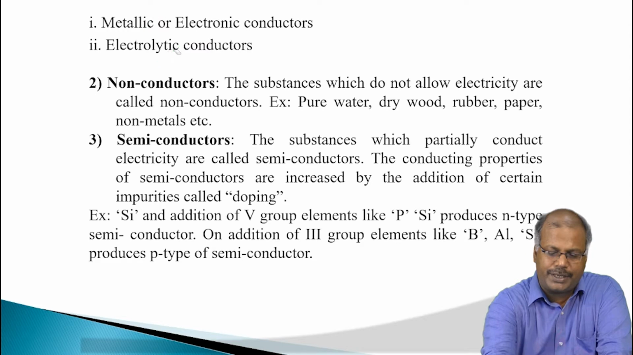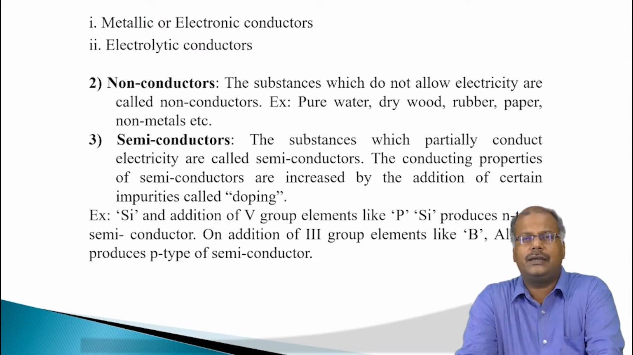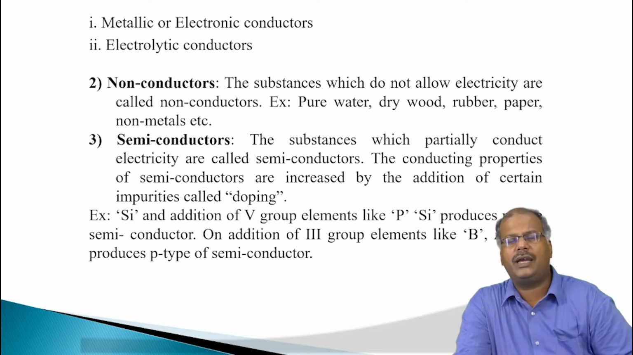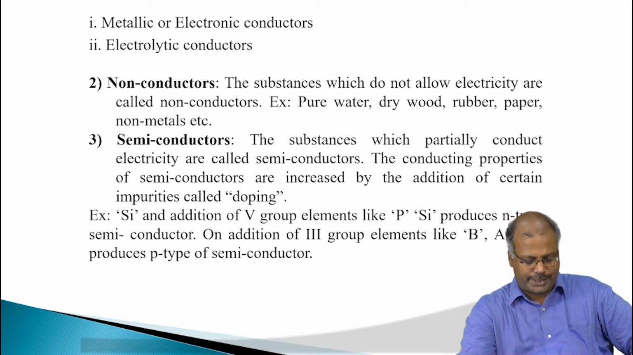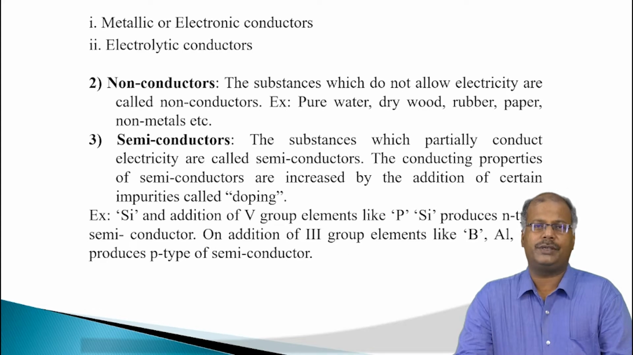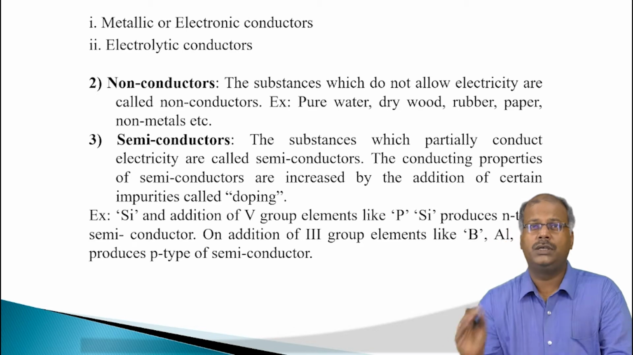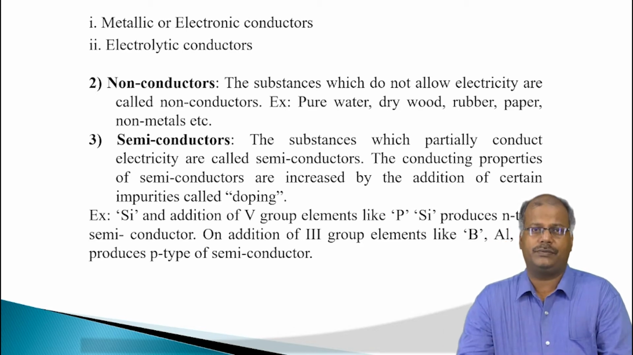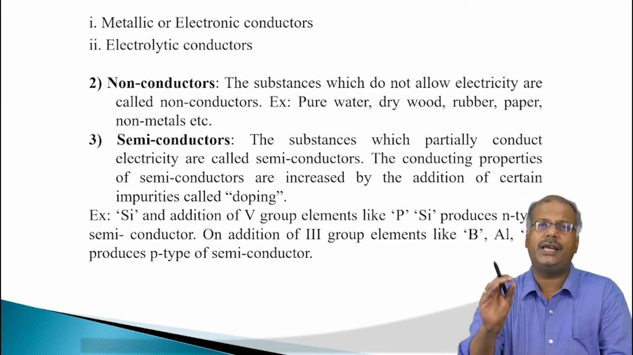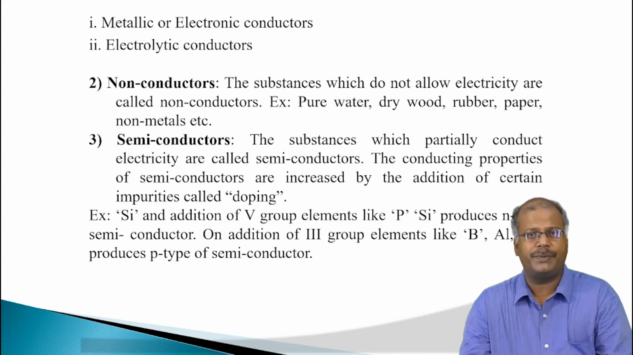One more point on semiconductors. Semiconductors have conducting property in between a conductor and a non-conductor or insulator. Their conducting properties can be modified, that means increased, by the addition of certain impurities, called doping. When you say doping, we intentionally add impurities to improve the electrical conducting properties of the semiconductor.